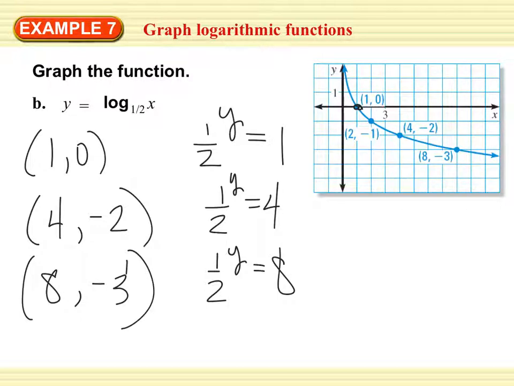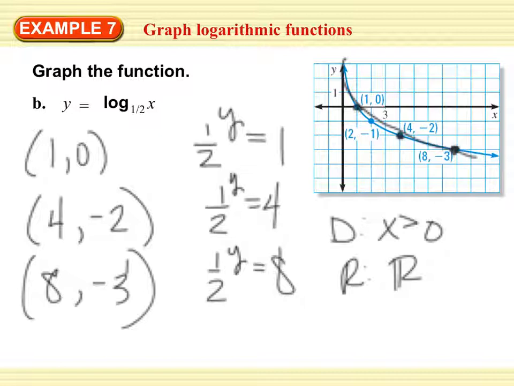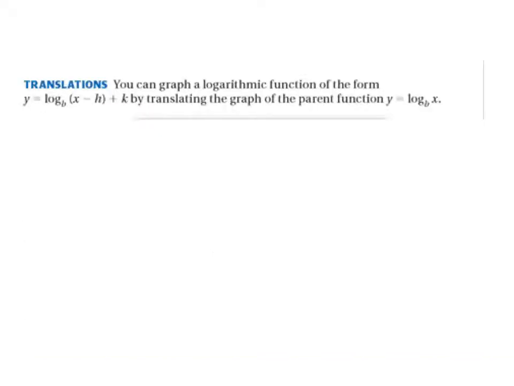I didn't even do 2 comma negative 1. I don't know why I'm plotting a point there. I did these 3. Okay, my domain, x is greater than 0. My range is all real numbers. And then it gets harder.